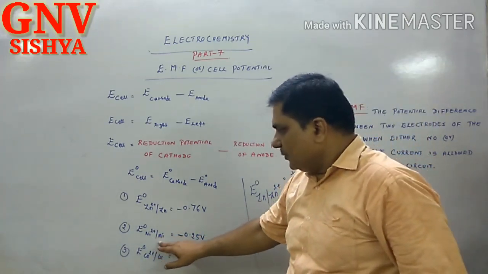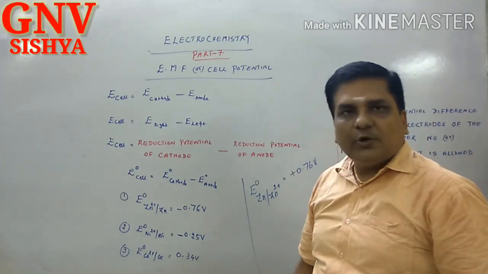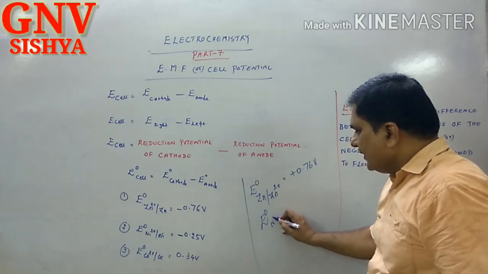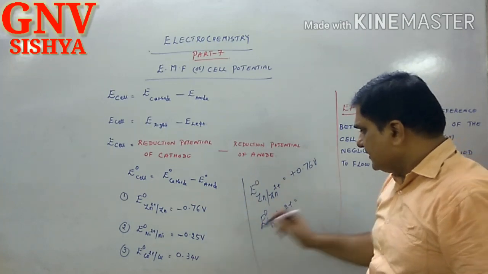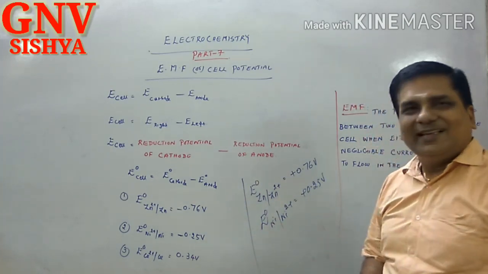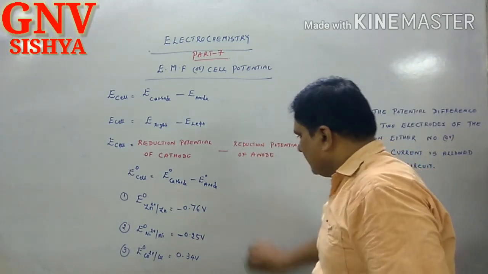Now you see the second example, nickel 2 plus bar nickel, E naught standard. What is nickel 2 plus? Plus 2 to 0, which is minus 0.25. Let us find out E naught of nickel bar nickel 2 plus. That is minus 0.25, so this is plus 0.25 volt. How easy it is?